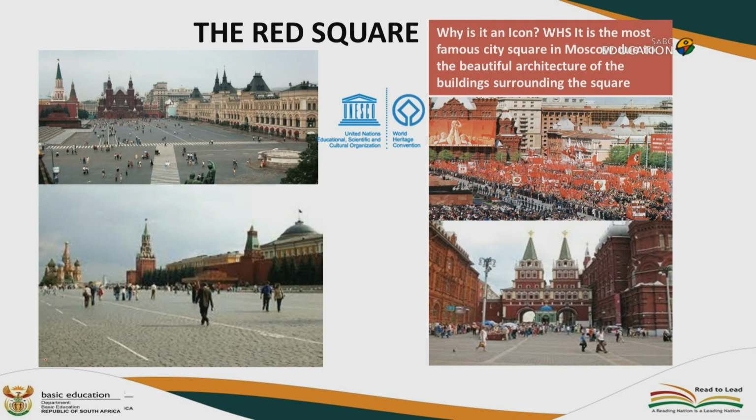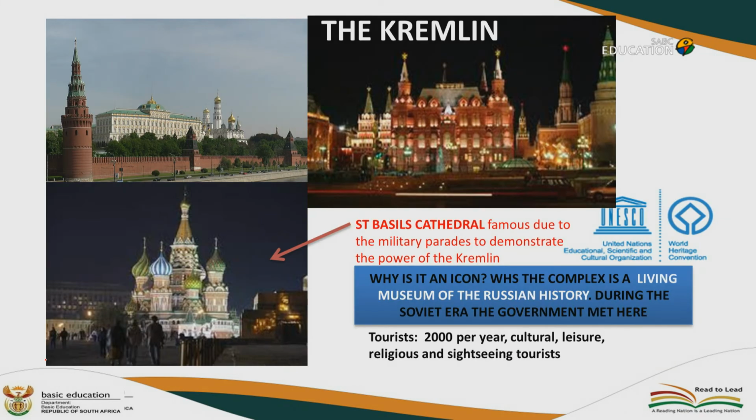We've got so many, we've got the Red Square. With the Red Square, grade 12, the Red Square has got many dimensions. But please check from which side you see the Red Square. And the Red Square you can simply identify from the red color. The Kremlin, check the Kremlin, how it is built, why it is an icon.